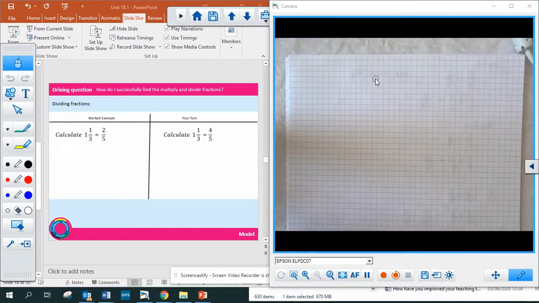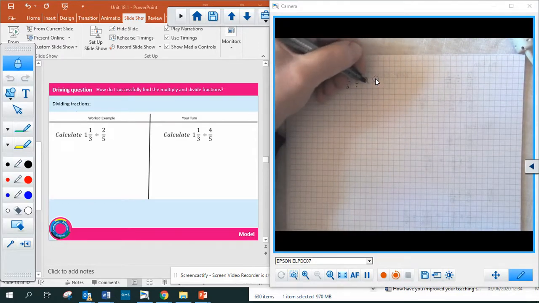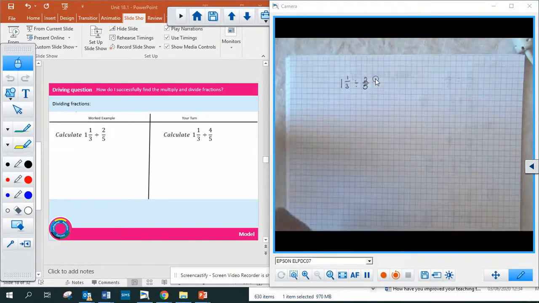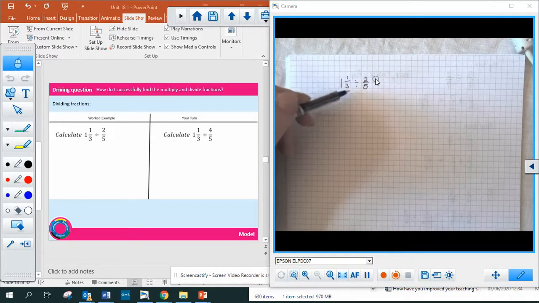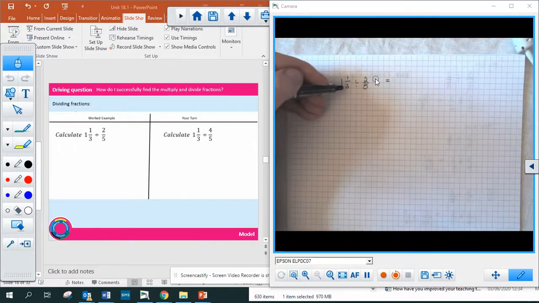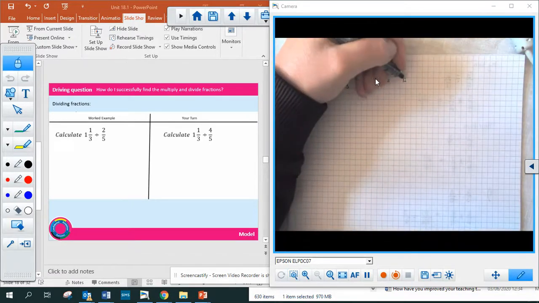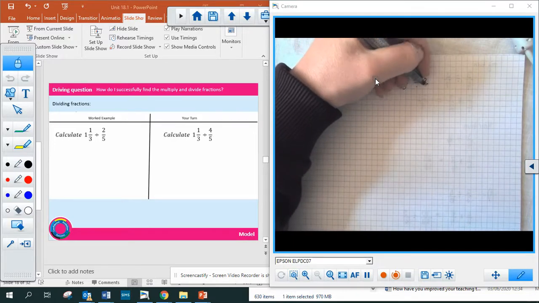So the first thing I need to do with my turn, so I've got 1 1/3 divided by 2/5. This time I have an extra step because I've got a mixed number in there. And the extra step comes first, and that's to transfer this from a mixed number to an improper fraction. So this is equal to 1 times 3 is 3 plus 1 is 4. So 4/3 divided by 2/5.